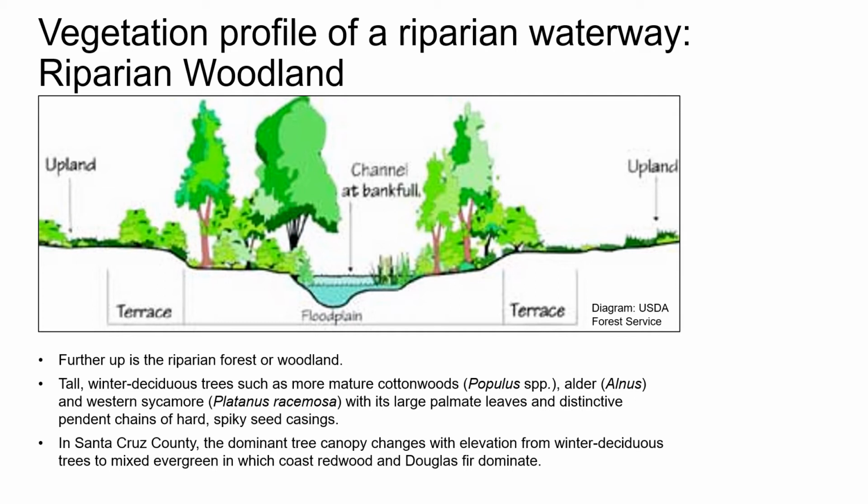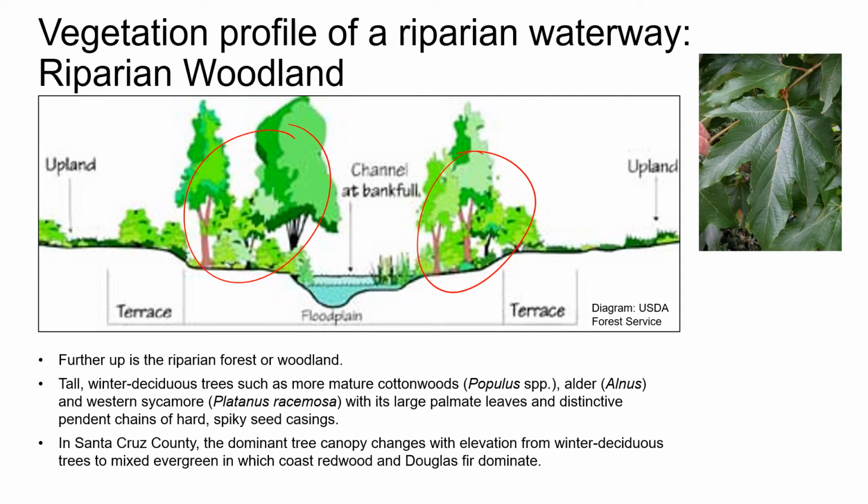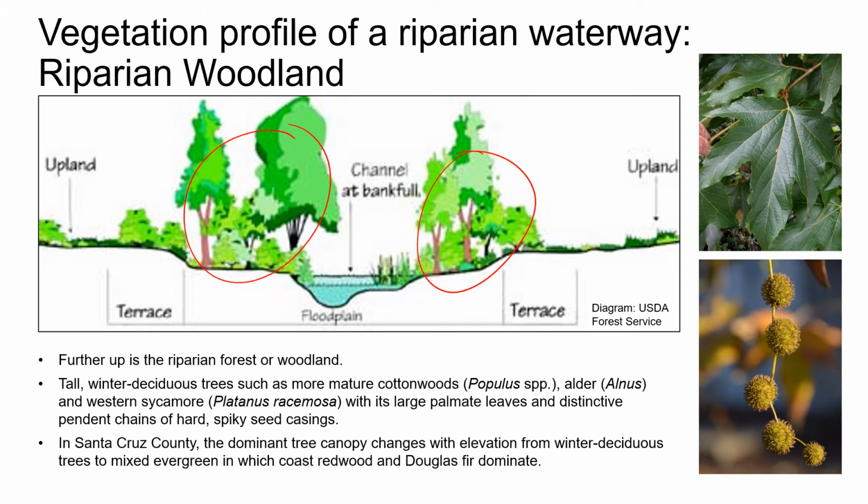Next, we come to the riparian forest or riparian woodland zone. This zone consists of tall trees such as larger black cottonwoods, alder, and western sycamore that you can see here on the right with its large palmate leaves and interesting pendant chains of hard casings of seeds that appear in the fall.